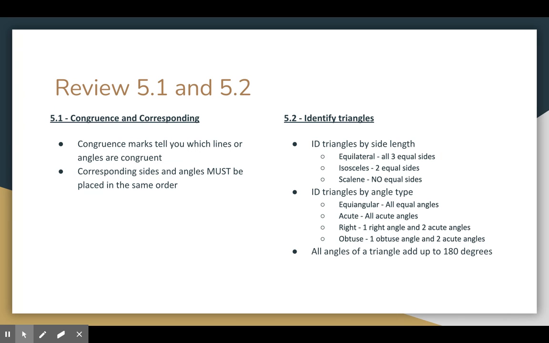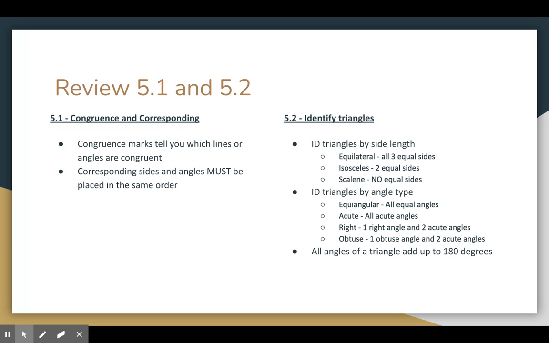So just a real quick review about lessons 5.1 and 5.2 that we did before the winter break. Remember, 5.1 was on congruence and corresponding. Congruence marks tell you which lines or angles are congruent. They will always match each other. One mark matches one mark, or two marks match two marks, for example. And corresponding sides and angles must be placed in the same order when you're talking about congruent triangles.